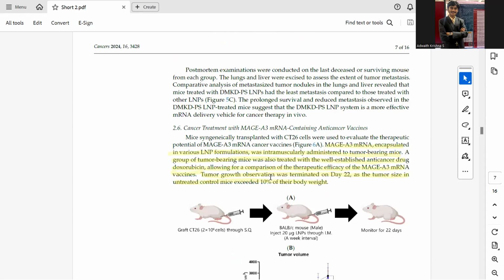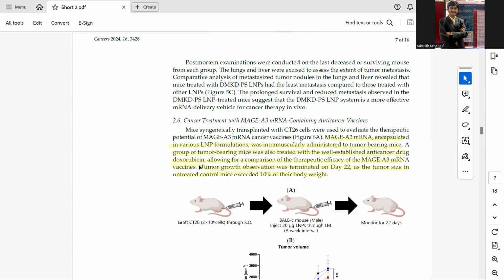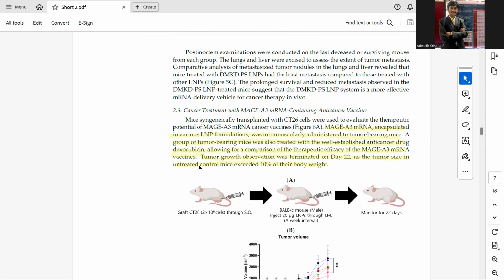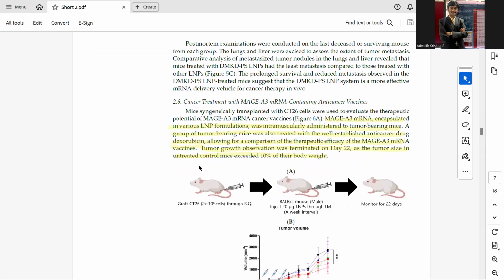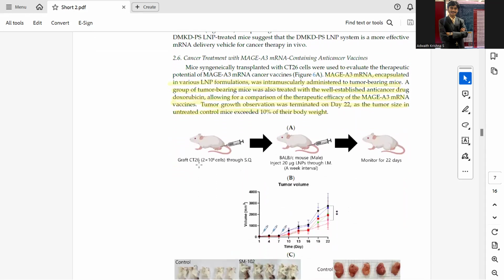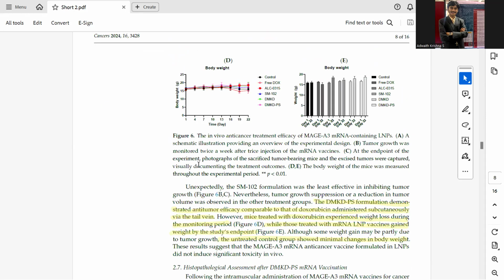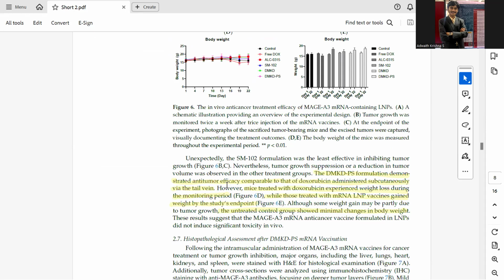MAGE-A3 mRNA encapsulated in various LNP formulations was intramuscularly administered to tumor-bearing mice. And then doxorubicin, an already established anti-cancer drug, was also given to compare the therapeutic efficacy. Tumor growth observation was terminated on day 22 because tumor size in untreated control mice exceeded 10% of the body weight. Now, the DMKD PS formulation demonstrated anti-tumor efficacy compared to that of doxorubicin. This is a very significant finding.